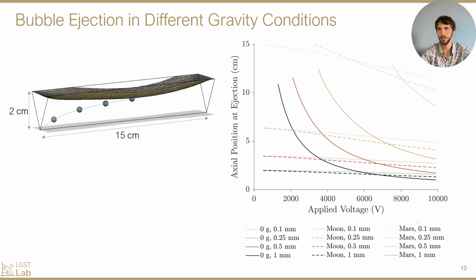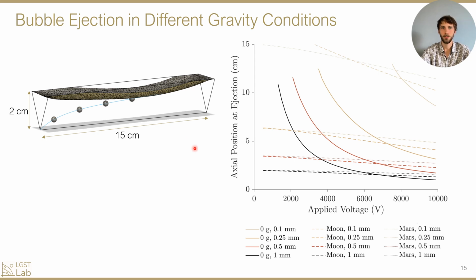All that being said, a key question remains. How does the simulated wedge perform at different levels of gravity? To answer this question, we want to examine a notional wedge of about 15 centimeters long and 2 centimeters high. We'll put it in microgravity, the moon, and on Mars at its critical flow rate, or the flow rate past which the flow will turn in on itself.